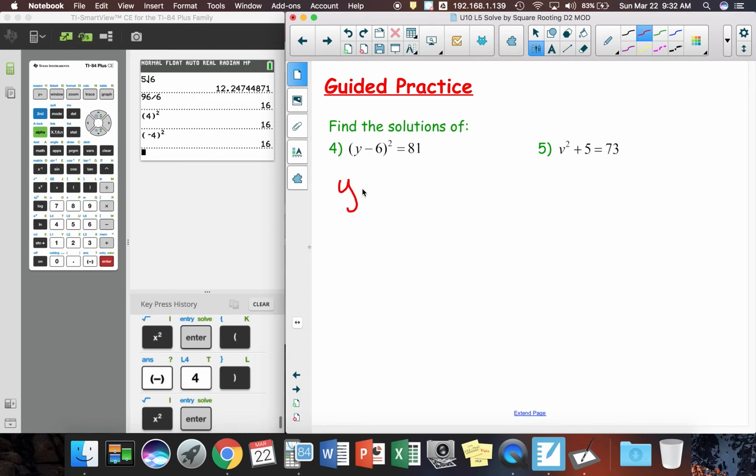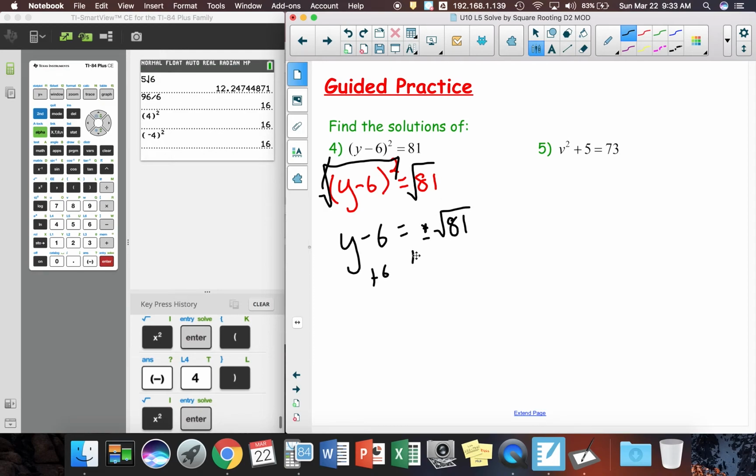So our first step, after we rewrite, we want to get rid of that square that's there. So to get rid of the square, take the square roots. Cross those out, we're left with y minus 6 equals plus or minus the square roots of 81. Now we kind of know what that square root is, but let's keep on. Add 6, we get y equals 6 plus or minus the square root of 81.